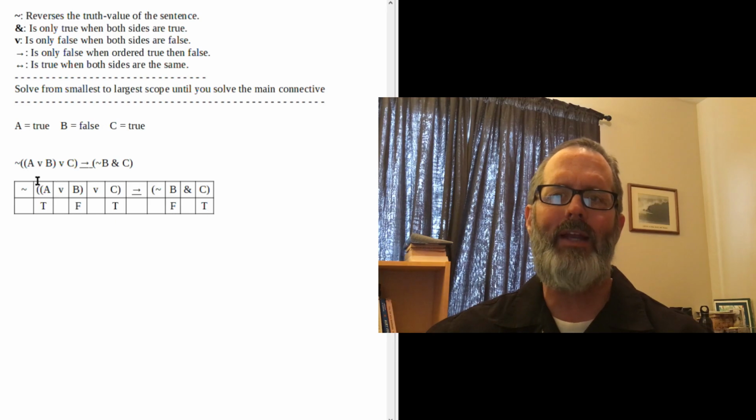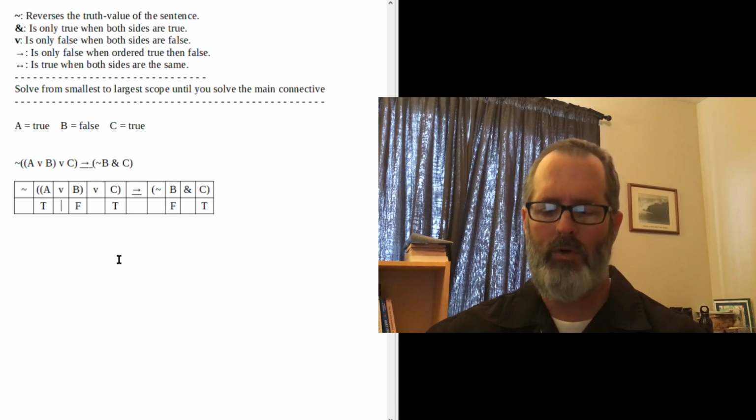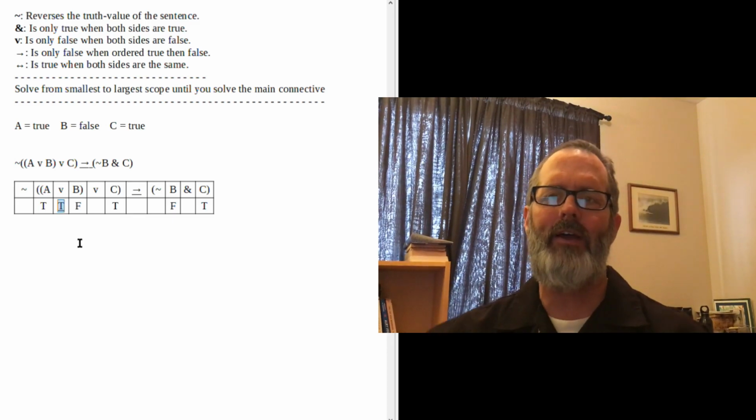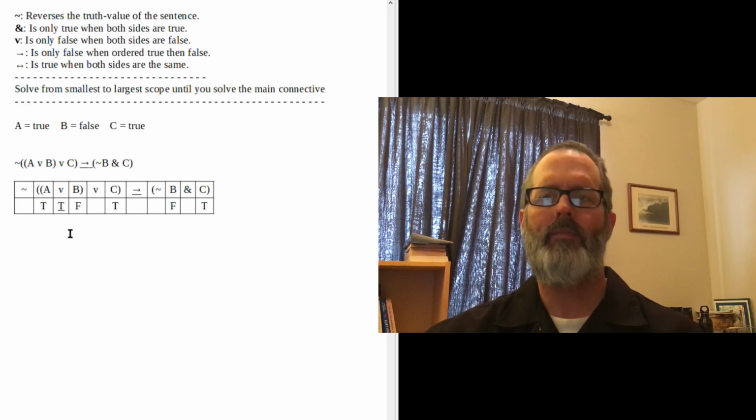So let's start right here with this or sentence. Here it is in my table. We look at the conditions for the value of an or, a disjunction. A disjunction is only false when both sides are false. So this or is true. Good? This value here has replaced the other values around it, so I can underline it. I can even cross out the other values. Let me do this one with just underlining.